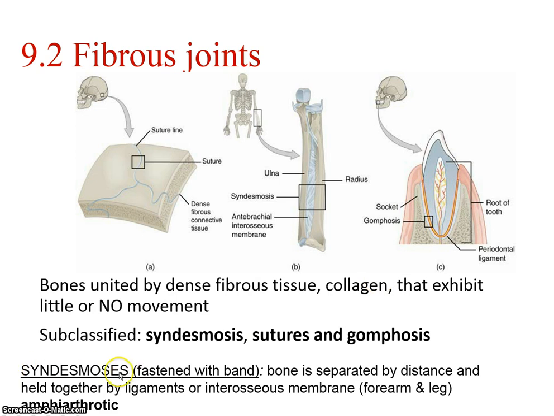The syndesmosis, again, is separated. Two bones are separated by a small distance, and they're held together, so they really function as a singular bone in that sense. So your forearm and your leg, this is true for. So held together by ligaments, and ligaments connect bone to bone, or interosseous, so between bones, membranes. These are amphiarthrotic, so again, gomphoses and sutures are synarthrotic, but syndesmosis turns out they have a little bit of mobility.